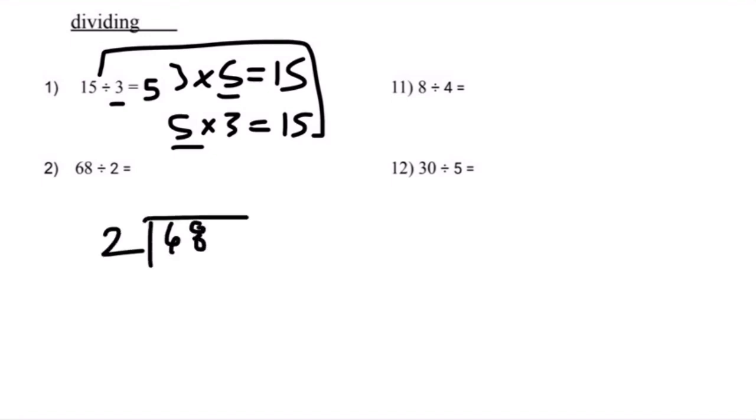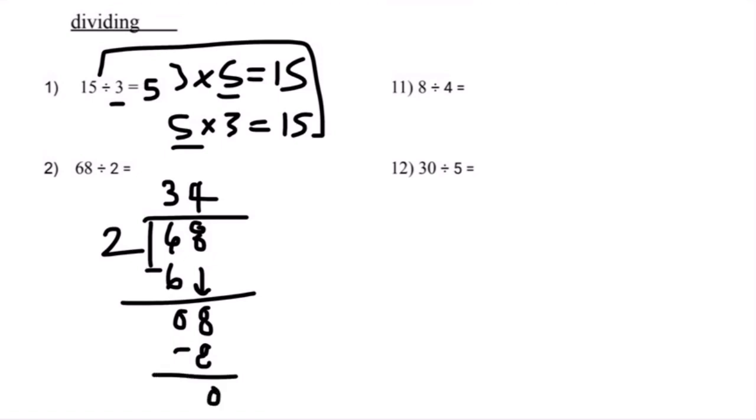2 goes into 6 3 times because 2 times 3 equals 6, and then we subtract 6 from 6, and 6 minus 6 should equal 0. From there, we bring down the 8. 2 goes into 8, or 2 times what number equals 8. We need to figure that out, and that number should be 4 because 2 goes into 8 4 times. 2 times 4 equals 8. 8 minus 8 equals 0. Therefore, our final answer for 68 divided by 2 should equal 34.